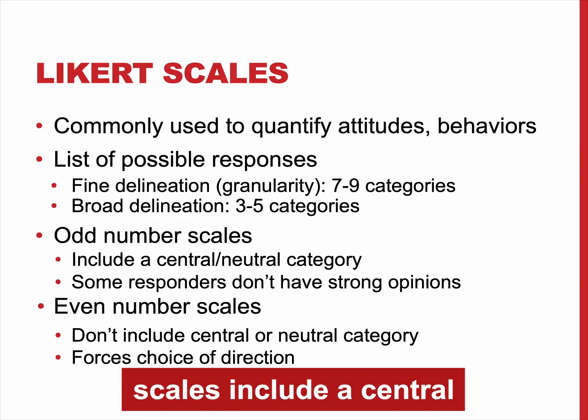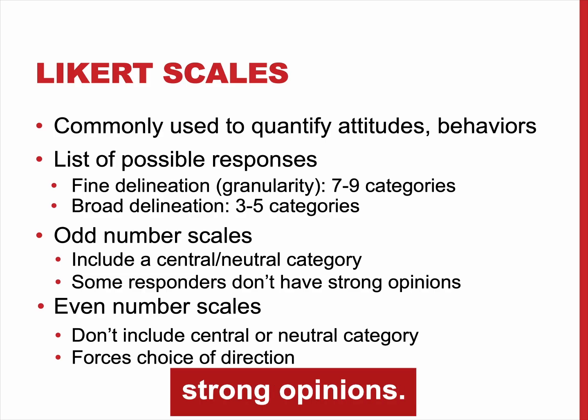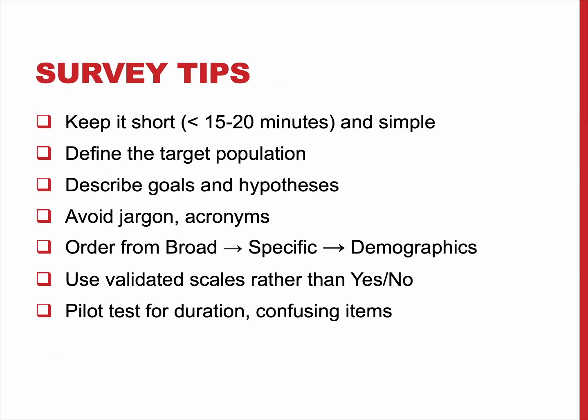Odd number scales include a central or neutral category. Some responders don't have strong opinions. Even number scales don't include a central neutral category. They force responders to choose a direction of response.